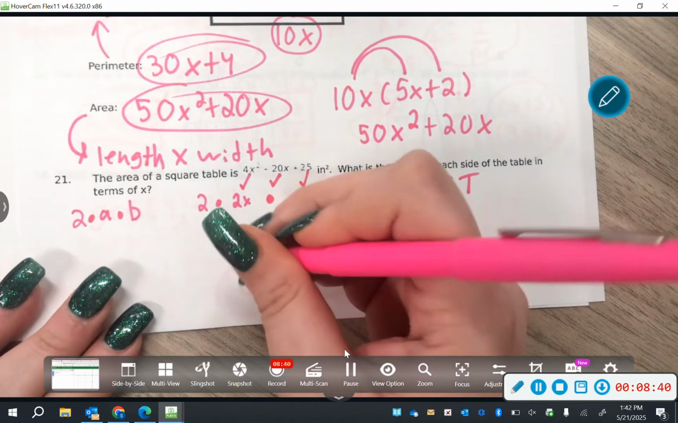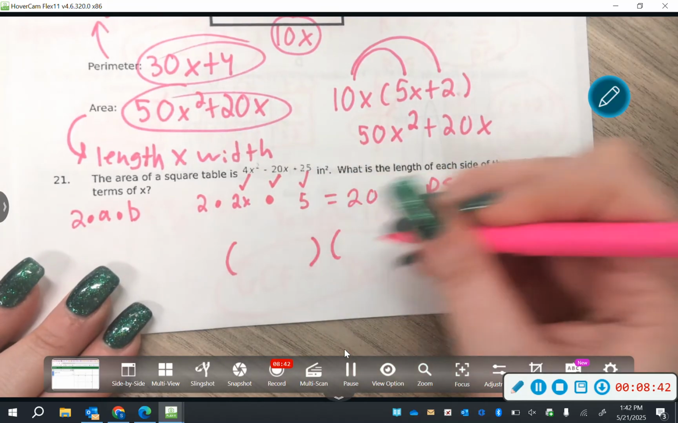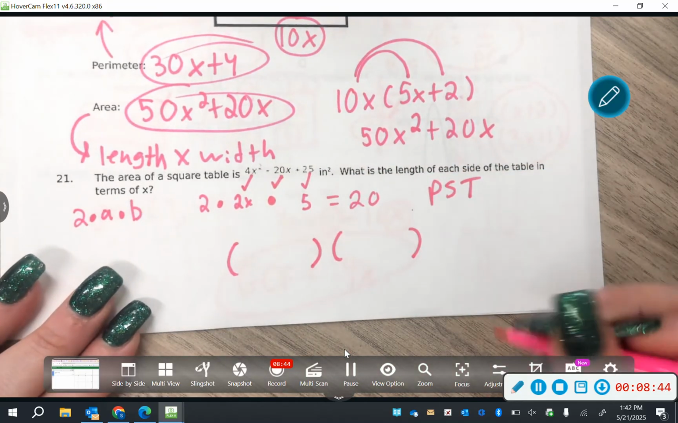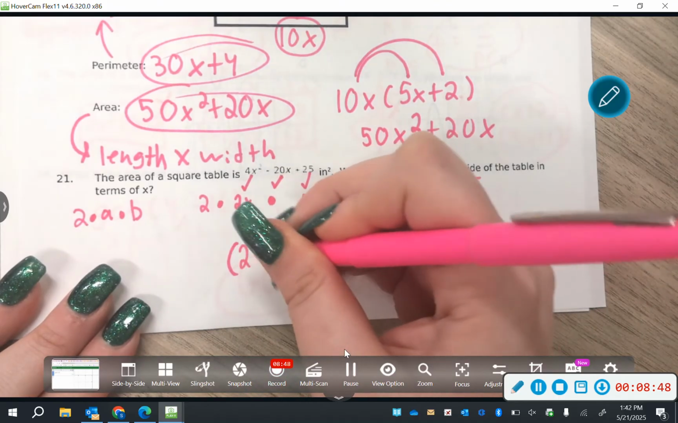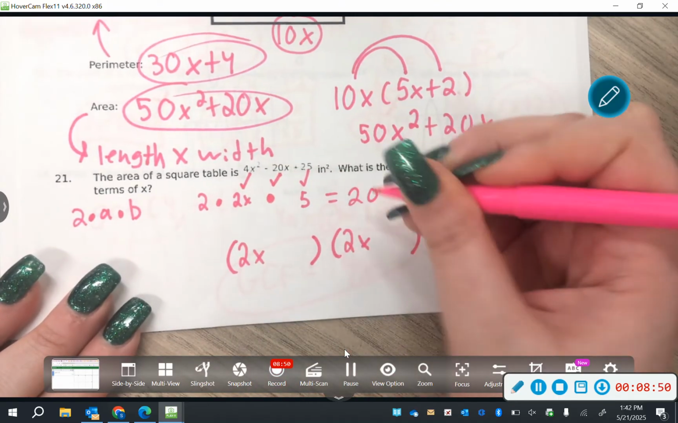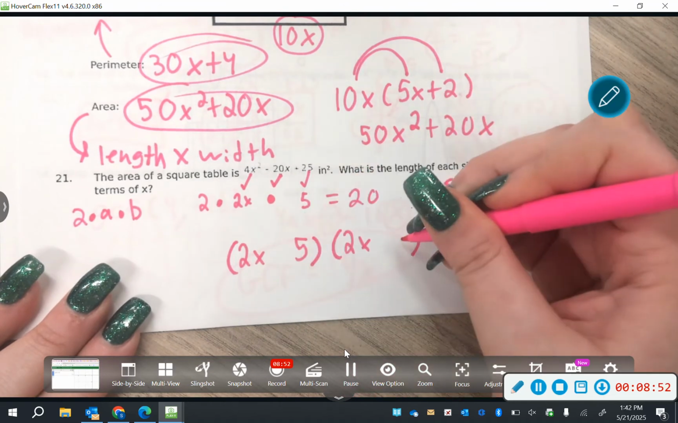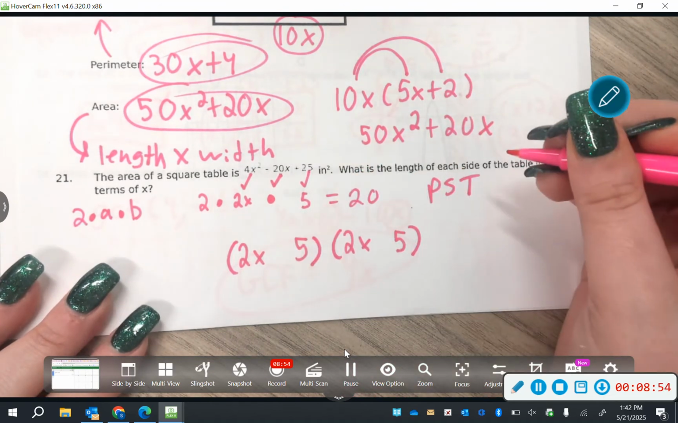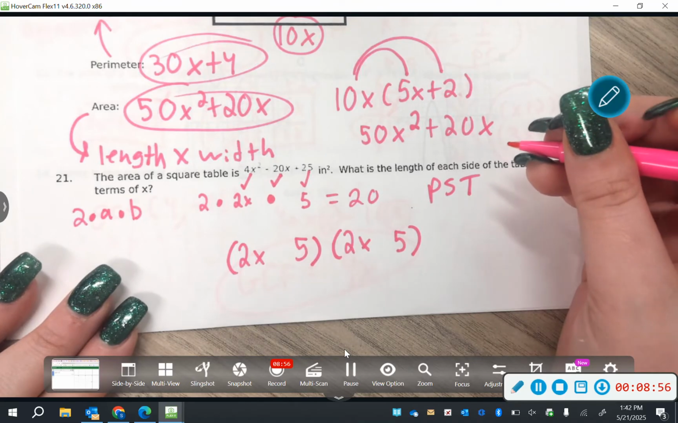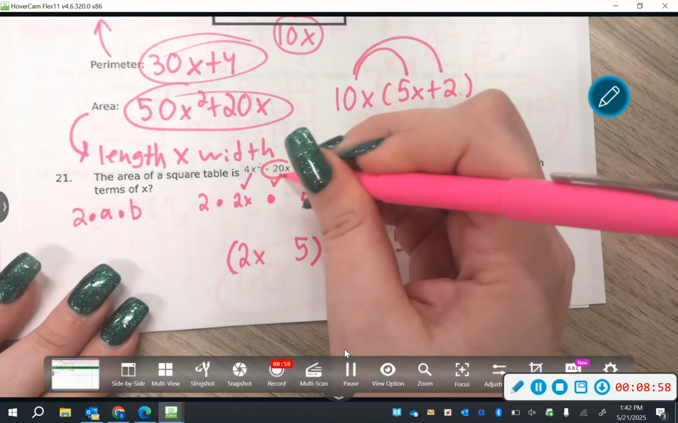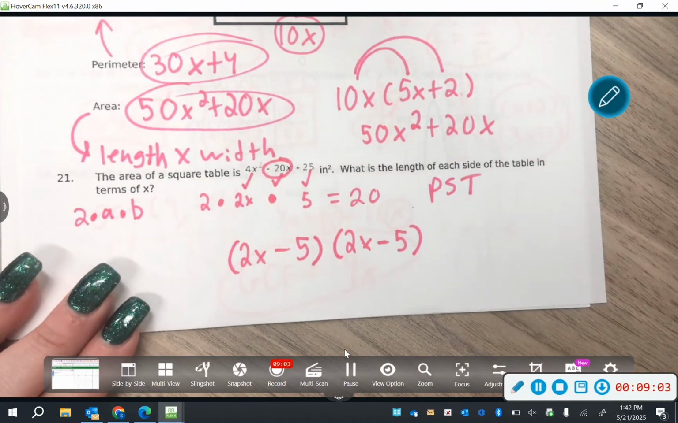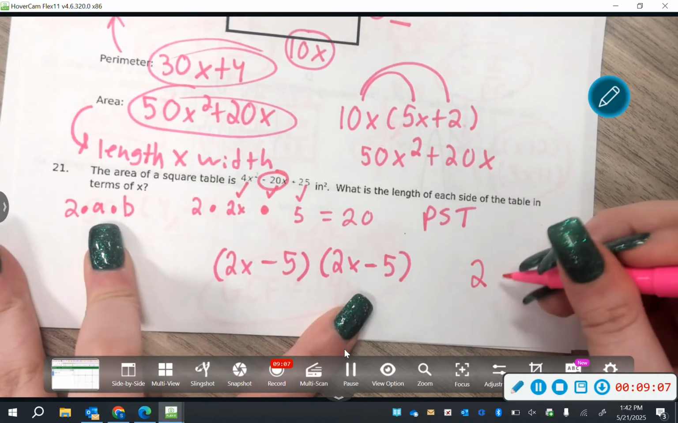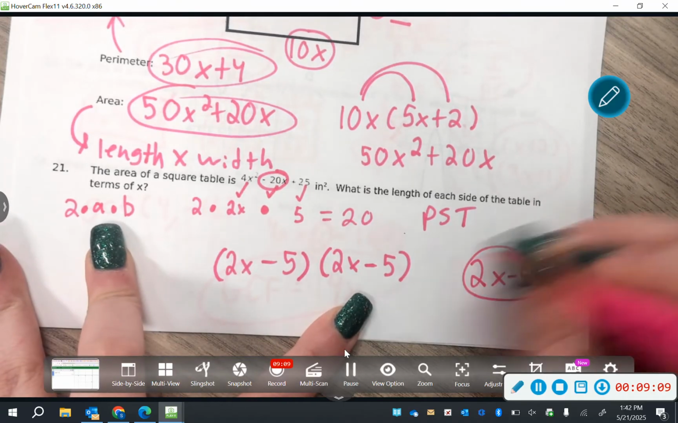So instead of using my box, I can go ahead and just get our parentheses in here. Like we said, the square root of 4x squared is 2x and 2x. The square root of 25 is 5 and 5. If it is a perfect square, PST, they're going to have the same sign. It's going to match the one that's in the middle. It's going to be negative. So I guess since they're the same, technically we only have to write it once: 2x minus 5.